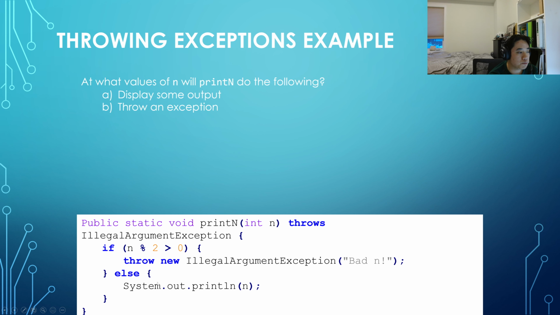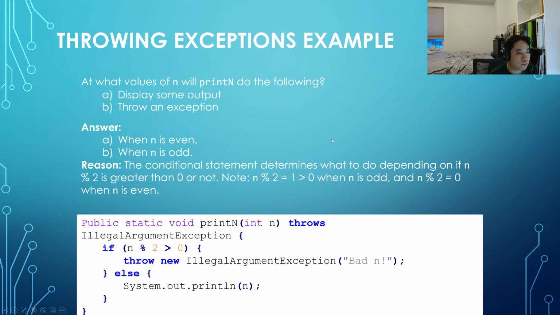Otherwise, that's when n is even. We will just print out n, which is what we need for A. So for A, it would be when n is even, and for B, it would be when n is odd. So there you go.